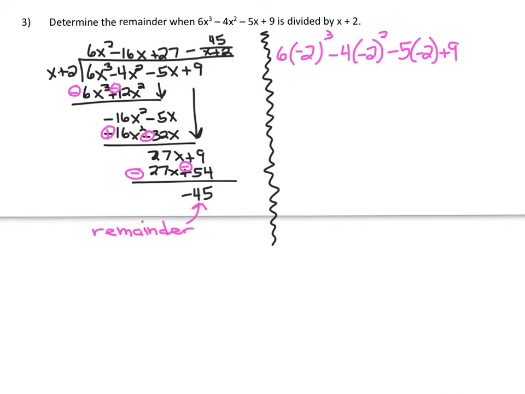All right, and then all you have to do is just evaluate this. Just figure out what this entire expression is equal to. All right, and when you do, you will get negative 45. Okay, so same thing as our remainder over here, except this is a lot faster. Plug in a number and evaluate it rather than doing the whole entire long division problem.